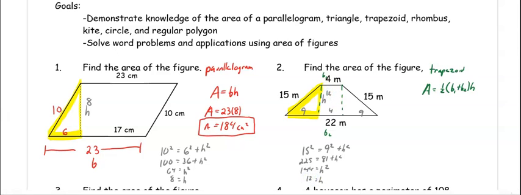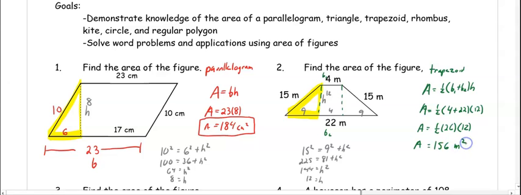So we now have our bases and our heights. So our area is going to equal 1/2 base 1 plus base 2, so 4 plus 22 times the height of 12. So our area is equal to 1/2 of 26 times 12. So we get our area is 156 meters squared.